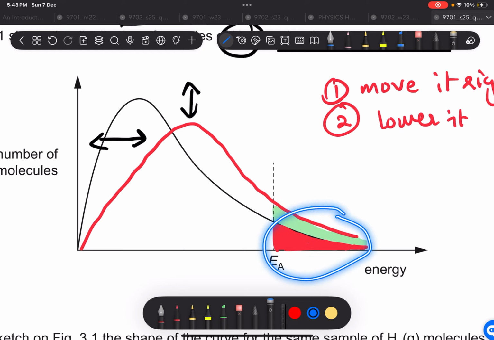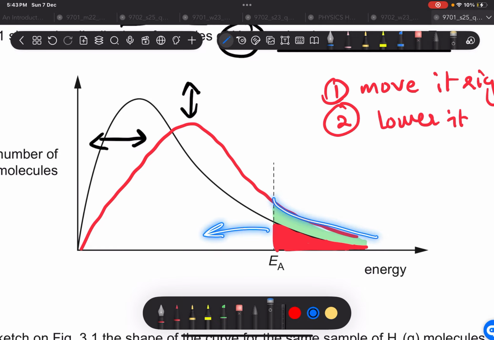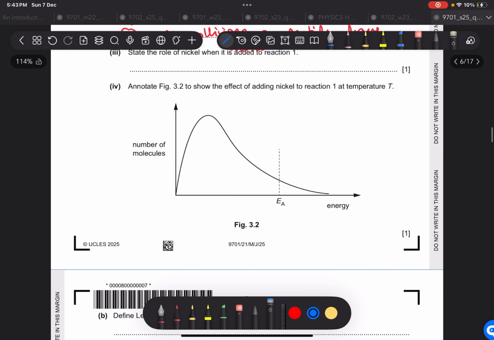So basically what you've done is you've increased the number of particles. You haven't lowered the activation energy. You've just increased the particles that have more energy. I hope you get it, okay?